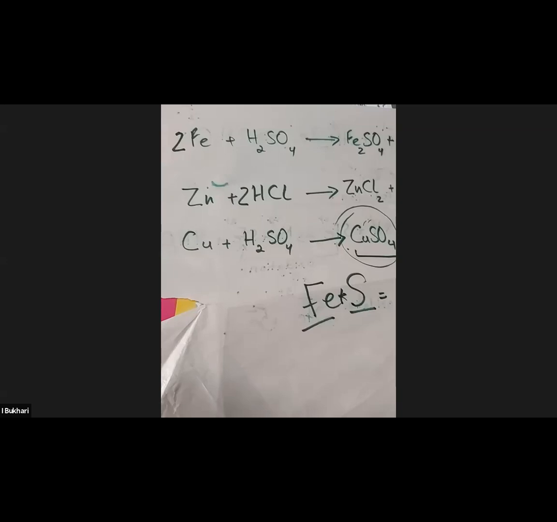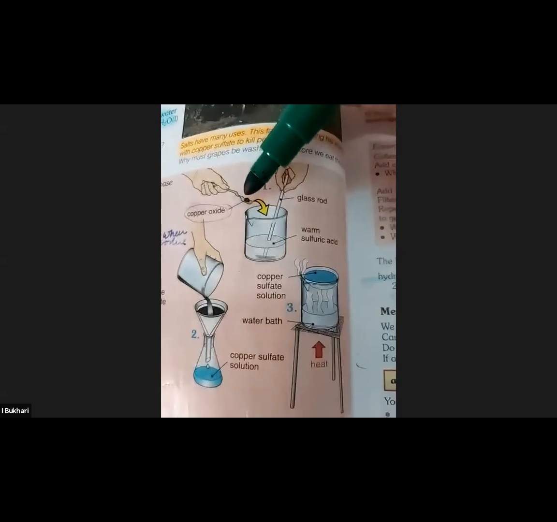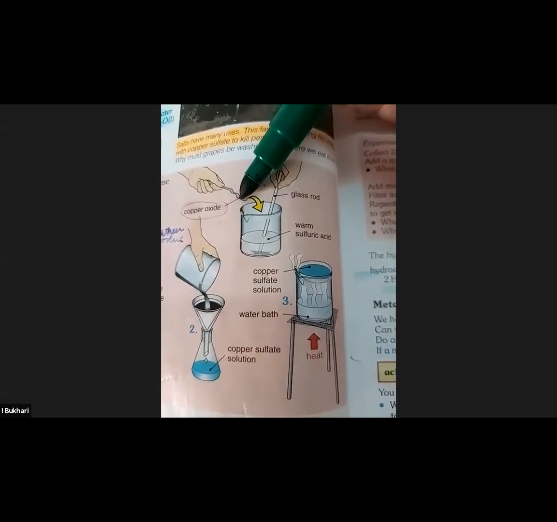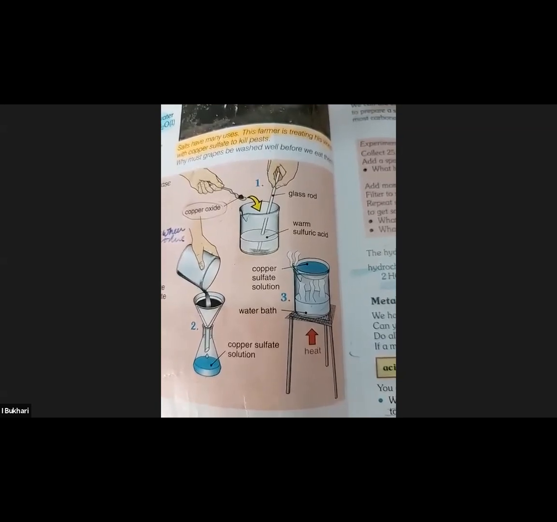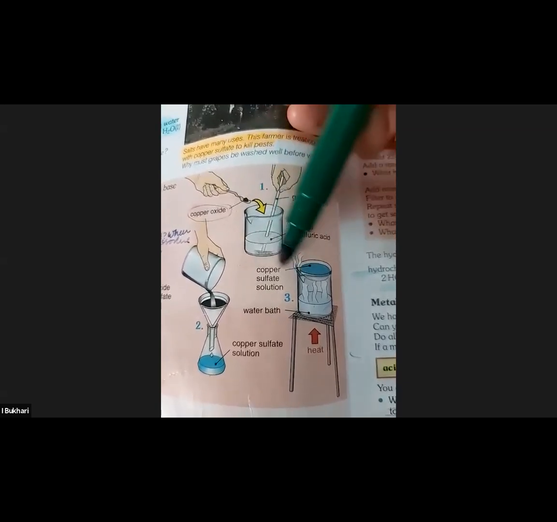Why? Because, come on. Why are they not measured? That's my question, Wajiha. Think harder, come on. See, copper oxide is what? It is an insoluble solid. Because copper oxide is insoluble, it is in the solid form. If it is in the solid form, we can just remove the excess. We don't need to titrate. Because it is in the powder form, we can easily remove it by filtration.